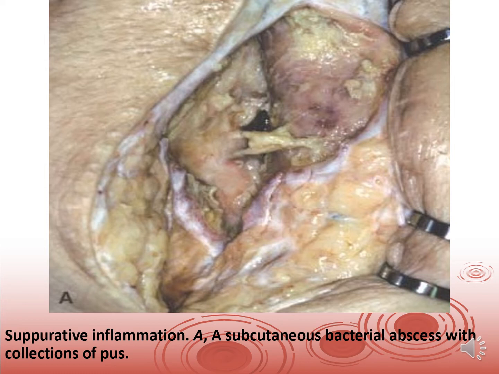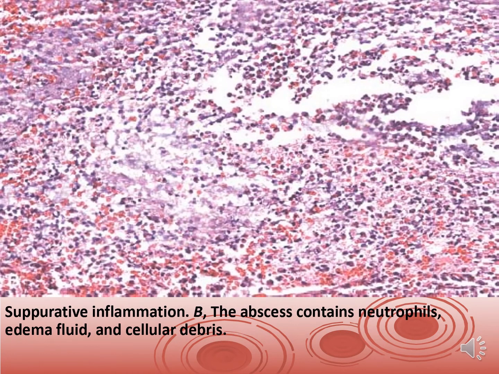Here you see subcutaneous bacterial abscess with collection of pus. You see here the pus, greenish yellowish mass under the skin. Here you see the skin. Under the skin you see the tissue infiltration by pus. So this is an example of suppurative inflammation.